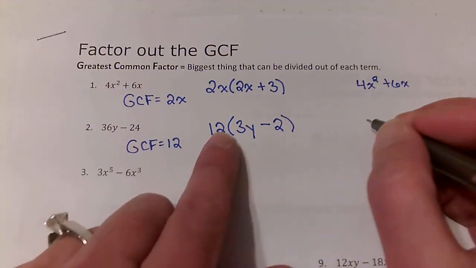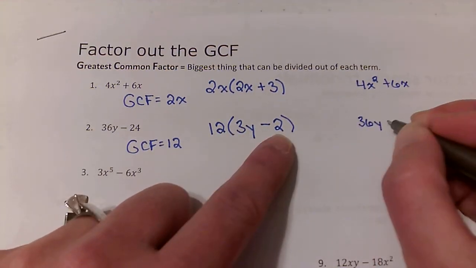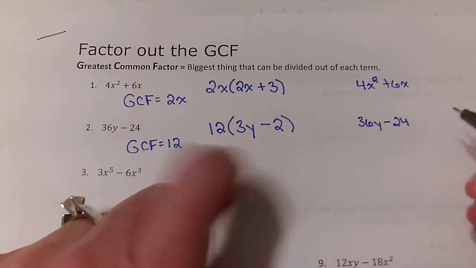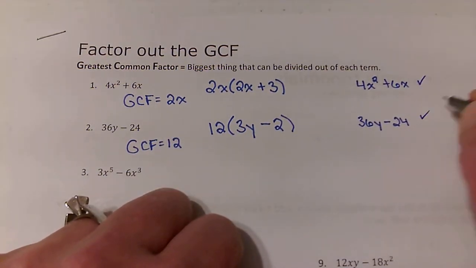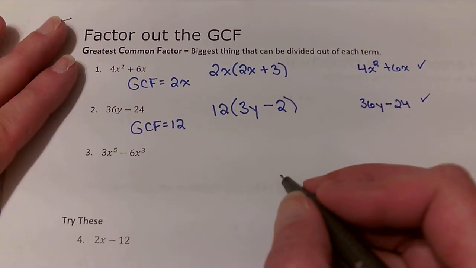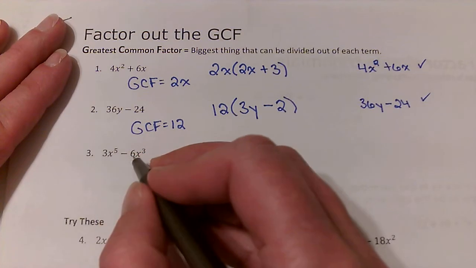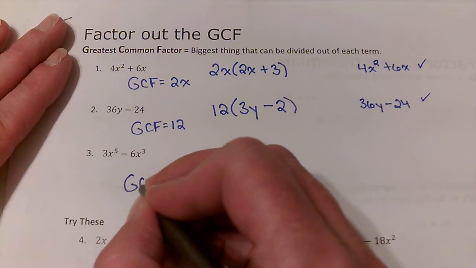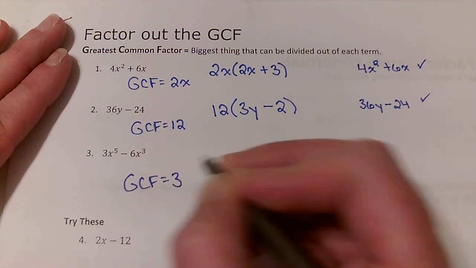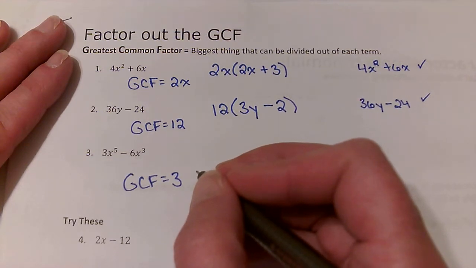Double check. 12 times 3y is 36y. 12 times negative 2 is negative 24. Check. So both of these check out. Gosh, 3x to the 5th minus 6x cubed. Well, I know 6 is really 2 times 3, so I know I've got a 3. But what else do they have in common? Well, they've got some x's in common, right?